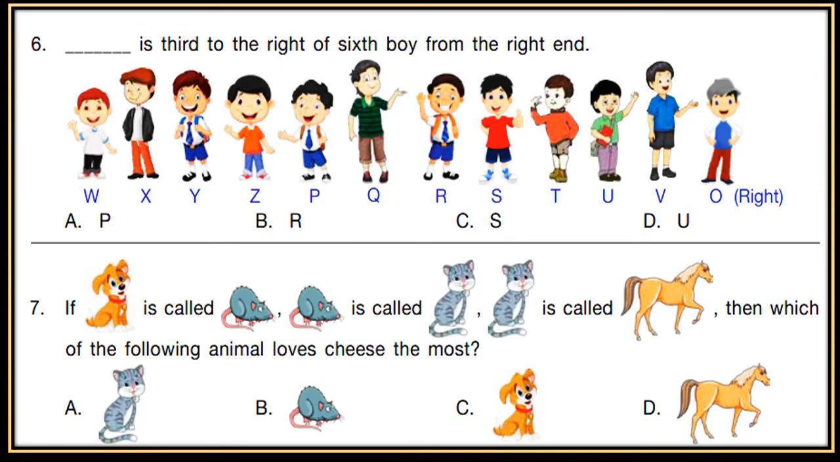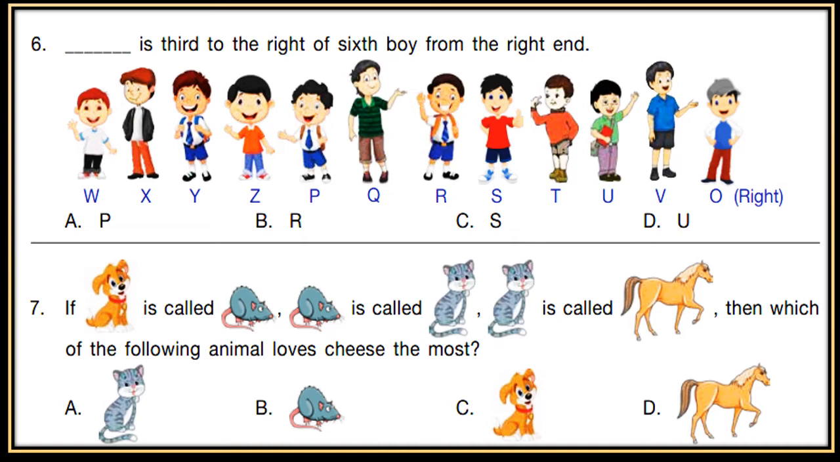Dash is third to the right of sixth boy from the right end. Now in this type of question, start from end. So in the end, right end is given, so we will start from the right end. Now dash is third to the right of sixth boy from the right end. So from right end find the sixth boy and then go to the right side and find the third one.